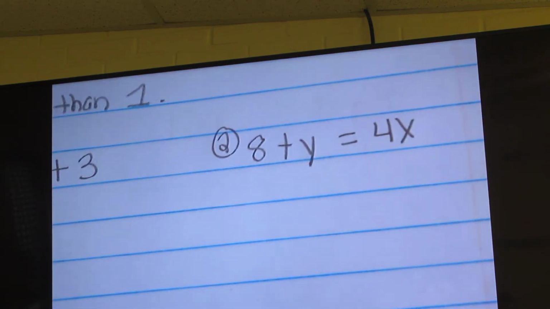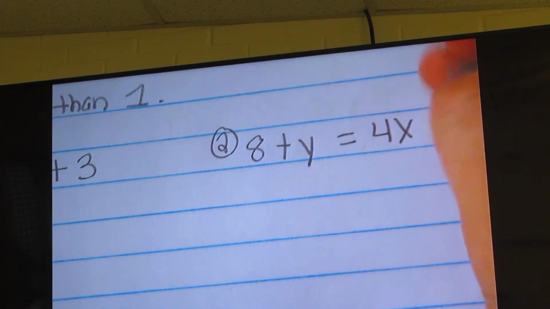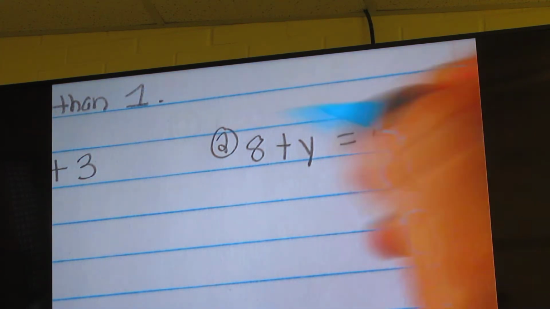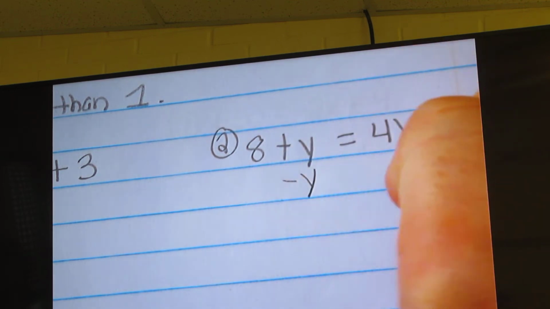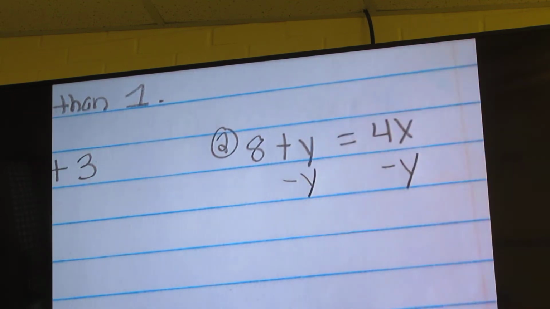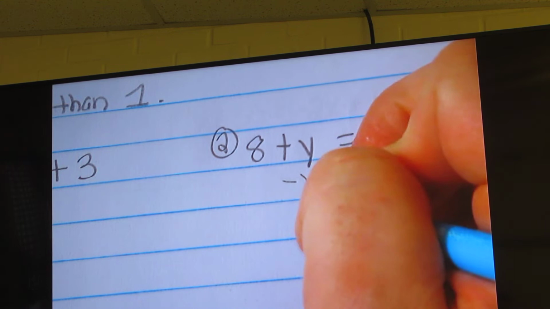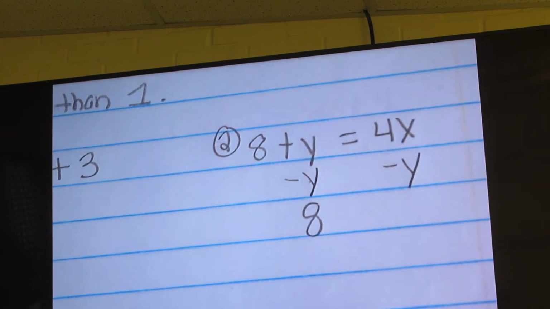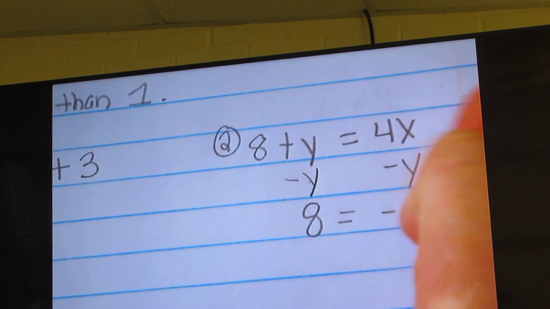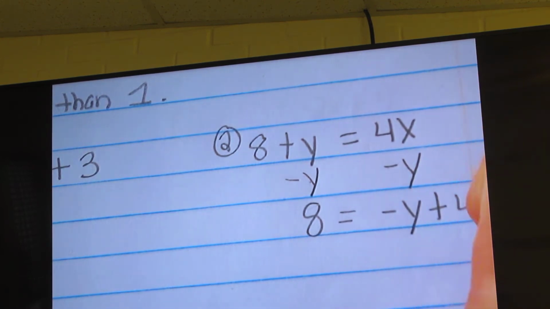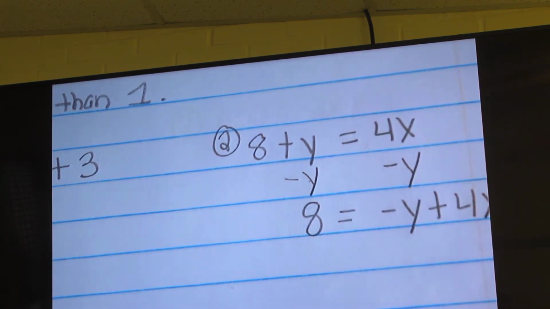Okay, looking at number 2. I need to get x and y on the same side. Now, I said preferably we like it to be on the left, but the easier step here is definitely just to go ahead and move this y over instead of having to do 2 steps. So we'll be left with, that's a positive y, so we give a negative y to each side. So we have 8 equals -y plus 4x. Okay. All right. Now, we don't like that negative.